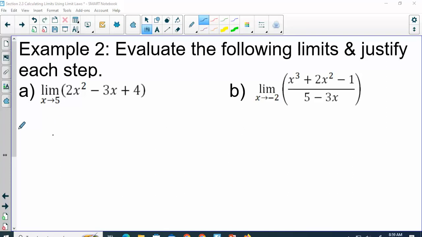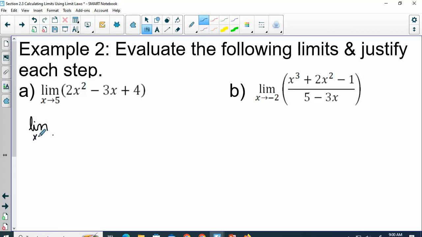Evaluate the following limits. If I wanted to use those limit laws, the first few that we had, if we had the limits of things being added or subtracted, what can we do? Take the limit of each one individually. So we're going to show some work here today. You have to write it out, no shorthand, no cheating.